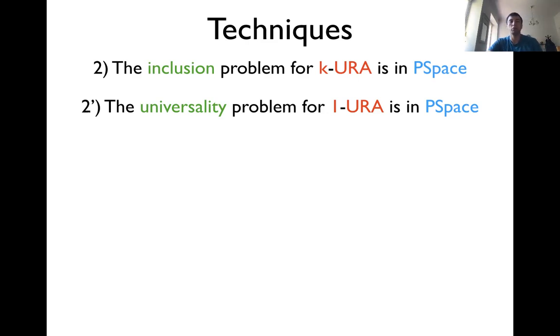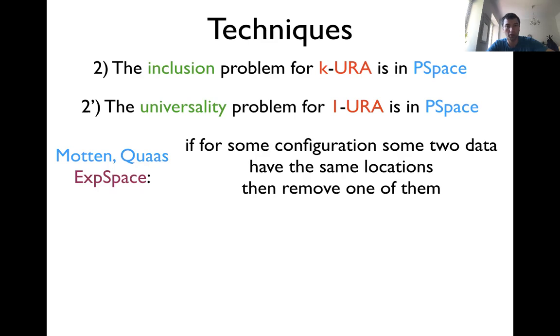and I will compare it to the techniques of my co-authors from 2-3 years ago. Now we have designed new techniques which are a bit different, and I would also like to stress this comparison. So before, Antoine and Karin have shown an exponential space algorithm, roughly speaking, in the following way.